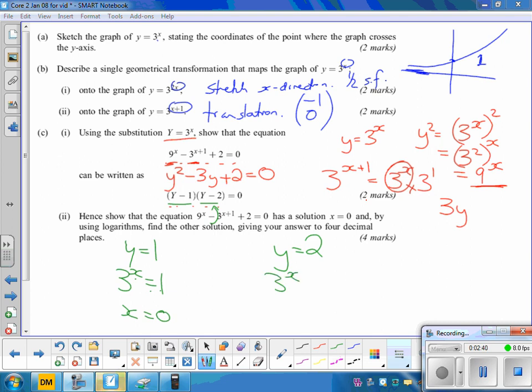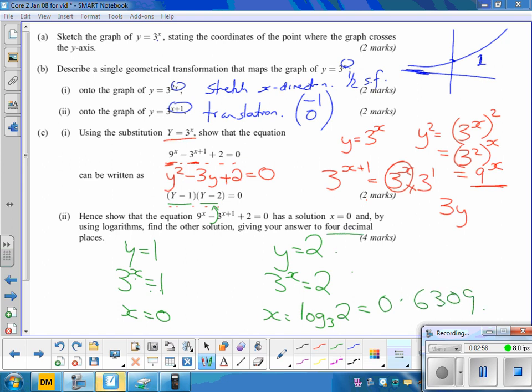If 3 to the power of x equals 2, then we need to find out what x is here. We have to do a log, won't we? A log to the base 3 of 2. And a log to the base 3 of 2, just tap into the calculator, gives 0.6309 to 4 decimal places.